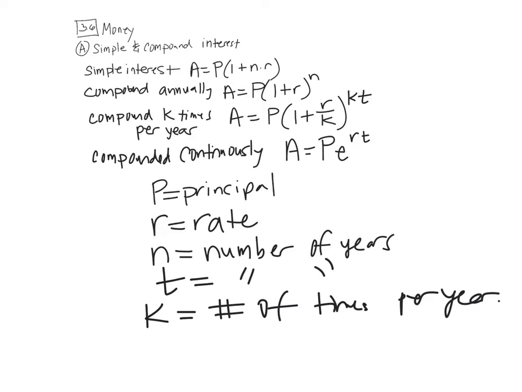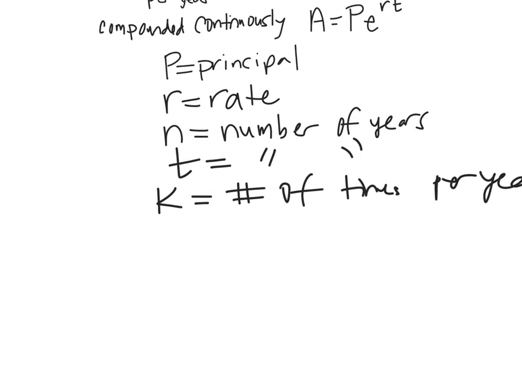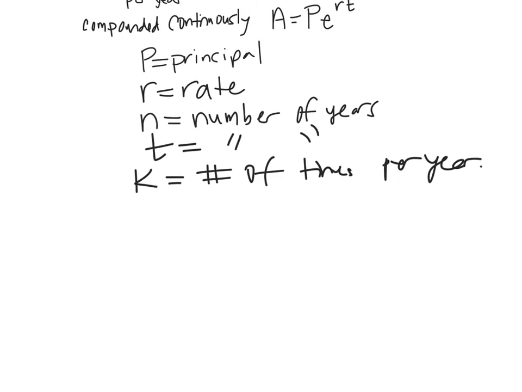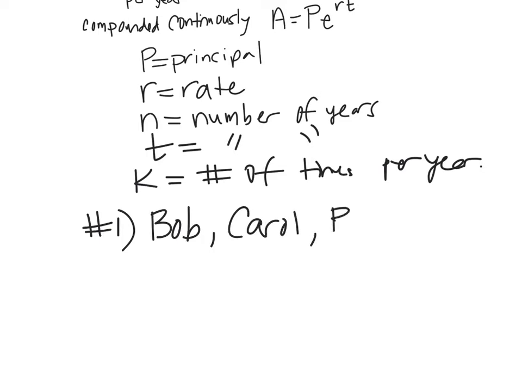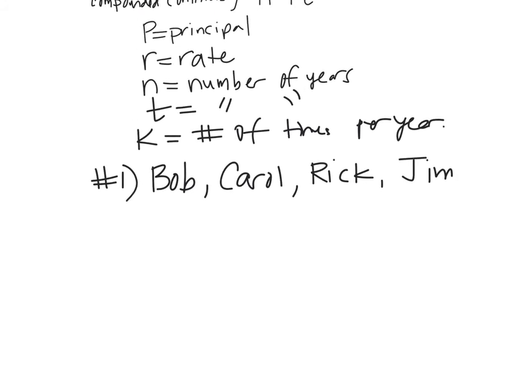All right, so let's do one of each of these, okay? So here we go. And let's see what the difference is each time. We'll use the same amount for each person. So number 1, we've got Bob, Carol, Rick, and Jim. Bunch of old people, huh? Yeah. These are like old names. Okay. Now, all four of these, they're going to invest $5,000 at 2% interest.